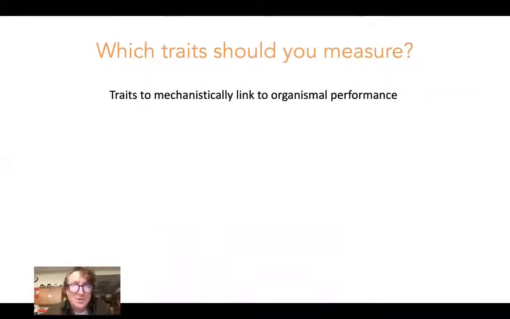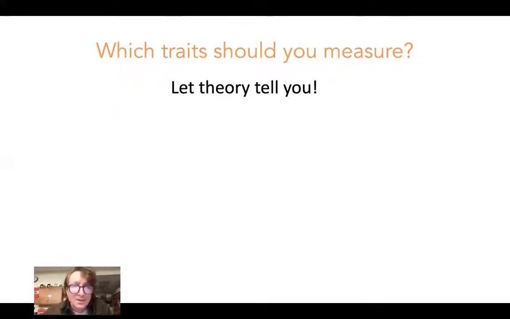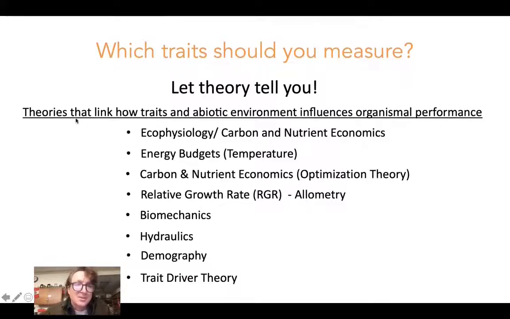And so what you want to do is step back and think about traits that link to the performance of the organism in the environment, right? And so depending on your different performance metrics, you want to think about which traits are best linked to that, okay? So an easy way to do that is let theory tell you which traits to measure. Now, this is a whole separate lecture in terms of which specific theories one should go to, but this, again, is question dependent. So there's many different theories that link how traits in the abiotic environment influence organismal performance, okay?